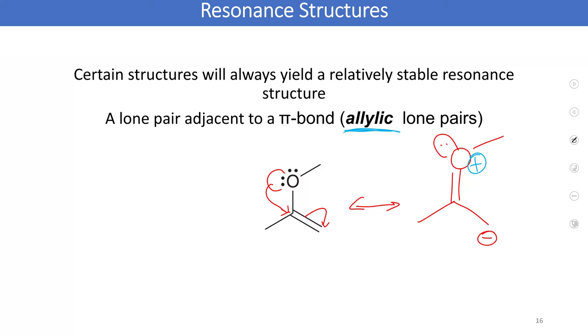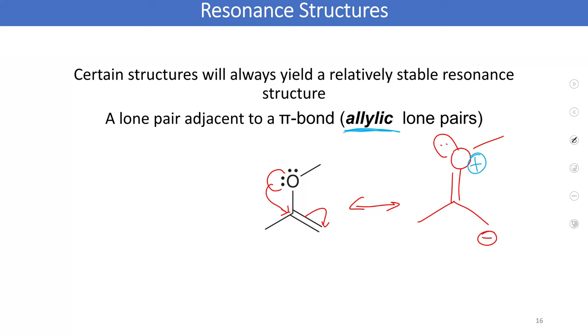And if you have a lone pair there, then you can always do something like this. It might look a little bit different depending on what you started with and what the charges were to begin with. But it's always going to be something like this, where a lone pair moves towards the pi bond, and then the pi bond moves away to make a new lone pair.